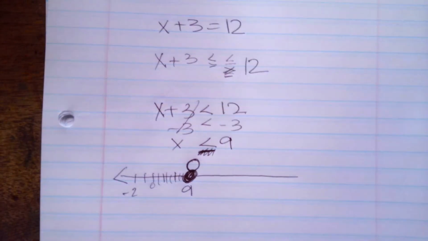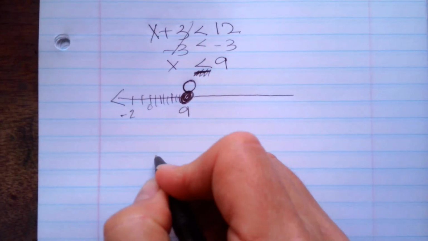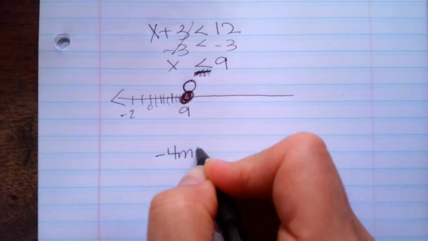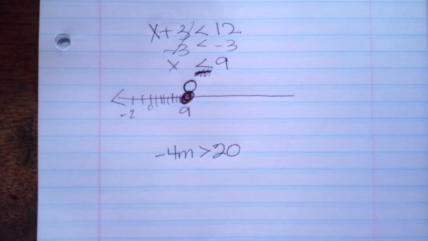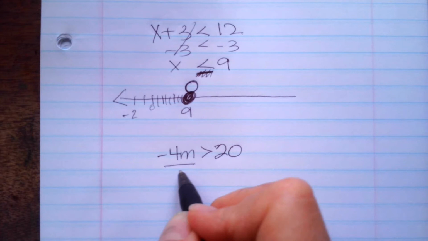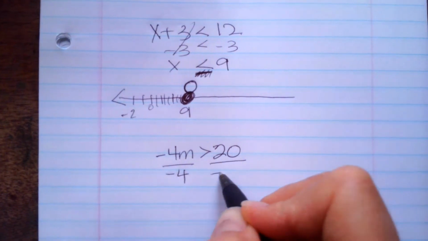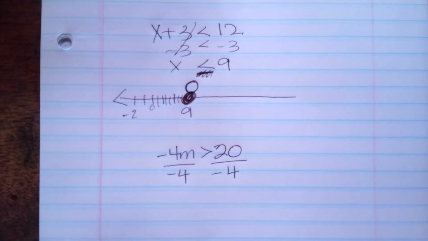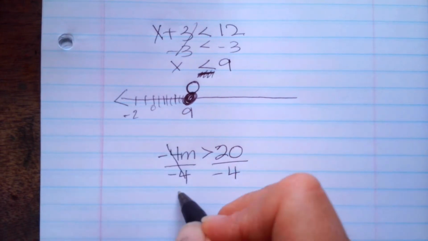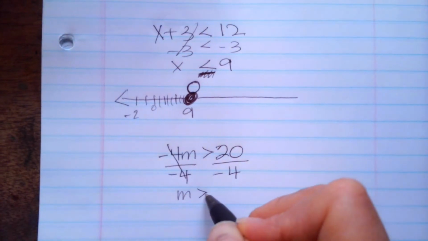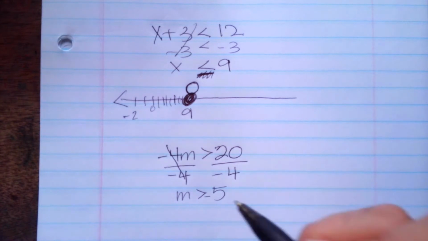So if you have negative 4m is more than 20, they're multiplying by negative 4, so you divide. Anything you do to one side, you do to the other. This cancels each other out. M is more than negative 5.